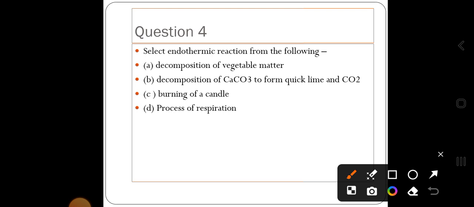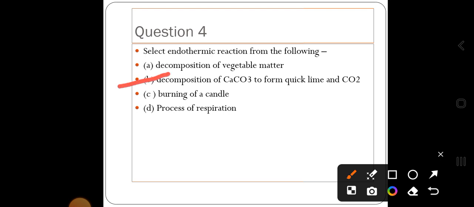Now let's go to the second option. Decomposition of calcium carbonate to form quicklime and carbon dioxide. This reaction is an endothermic reaction. It means calcium carbonate takes in energy so that the bonds between calcium, carbon, and oxygen are broken to give rise to quicklime and carbon dioxide. This is a decomposition reaction and it's an endothermic reaction.